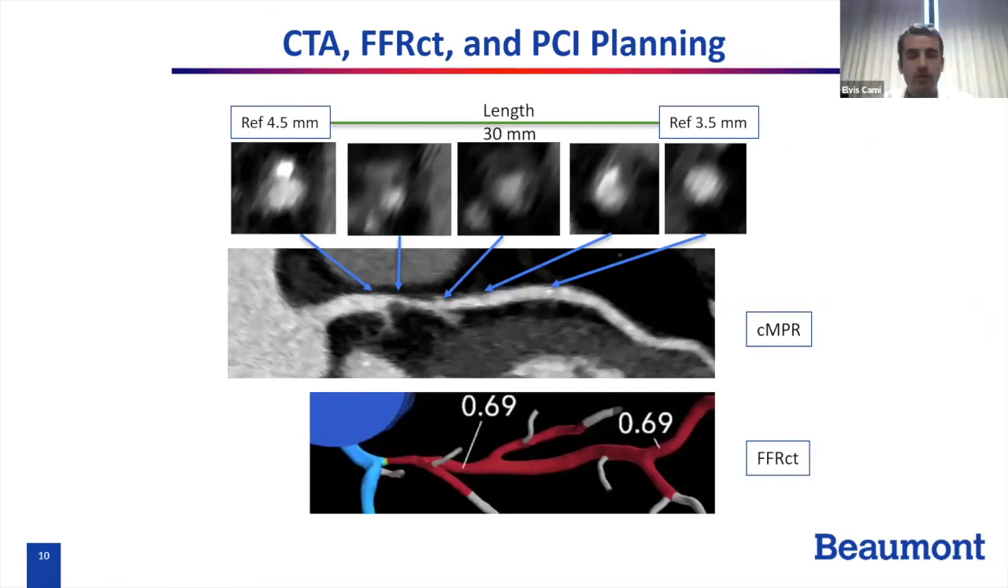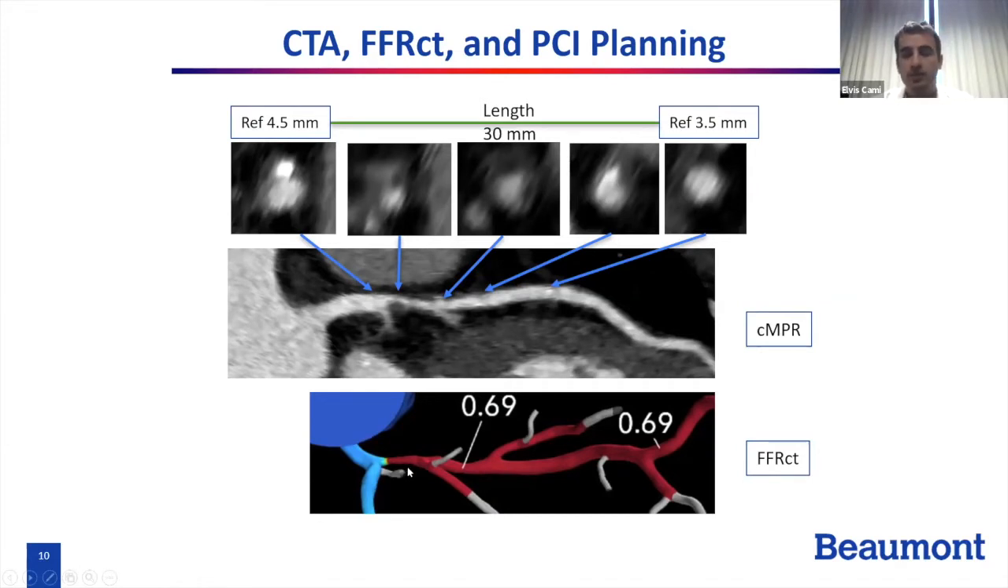So here's an example, one of our patients. Now, how can FFRct kind of help in the cath lab? Here's the LAD from a CT, proximal LAD, so you see there's a severe stenosis. And this is me measuring on the CT kind of what the diameter of this vessel is. And here at the beginning of the plaque, the diameter was about 4.5. At the end of the lesion, there's about 3.5. And this lesion measured about 30 millimeters by hand.